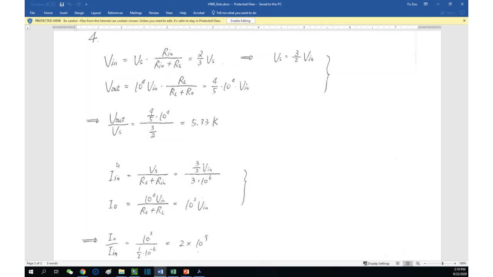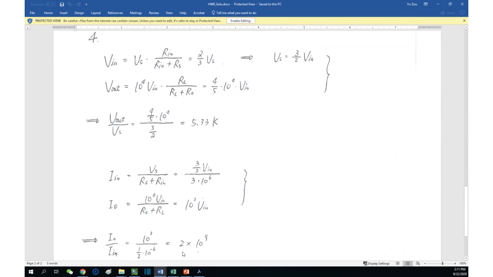So it's 5,333 or around that. To the current, similar thing. Ohm's law, right? Input current equals the input source divided by the two series connected resistors in the loop. Output current equals the generated voltage divided by the two series connected resistors in the loop as well. Both currents end up in terms of V in, but so what? You do a division between them, the V in is canceled out. End up with 2 times 10 to the 9.